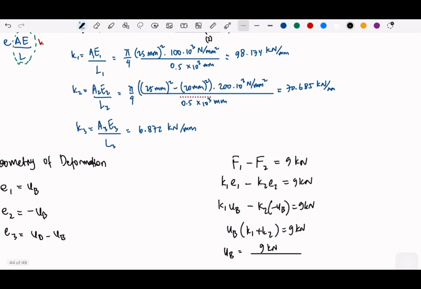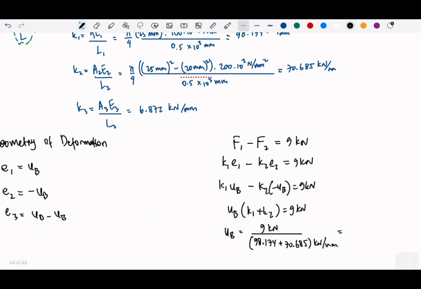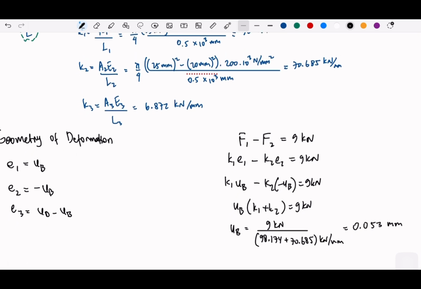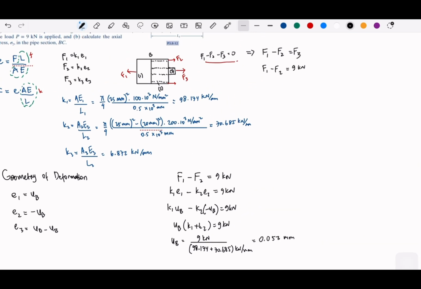K1 plus K2 is 98.174 plus 7.685 kilonewton per millimeter. So we divide this, and we get that the UB will be around 0.05 millimeter. So we get UB, and what else do we need? We need to compute the UD. So UD is obtained from, I think I will make it to the left.